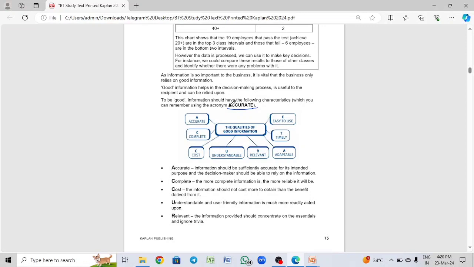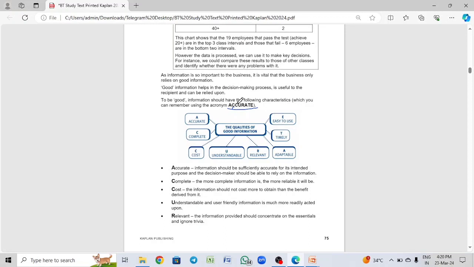Okay, so that the decision maker can clearly make a decision. The information gives a clear picture. Now the next is the C: the information needs to be complete. We cannot provide incomplete information. The more accurate and complete the information is, the more reliable the decision will be.